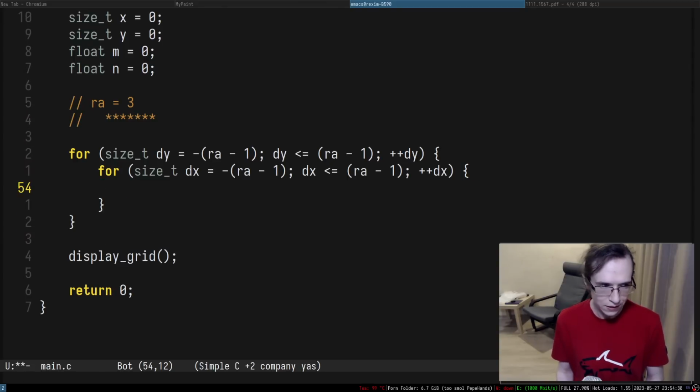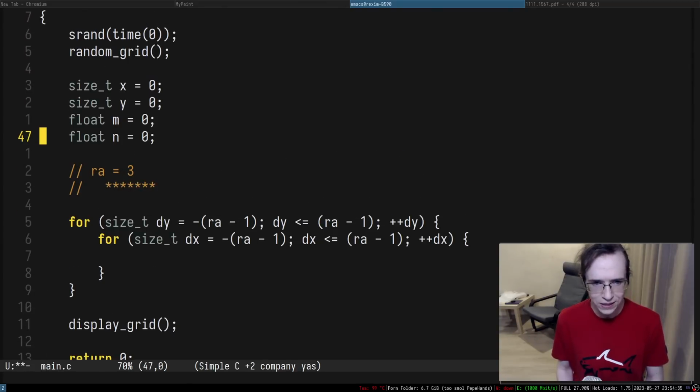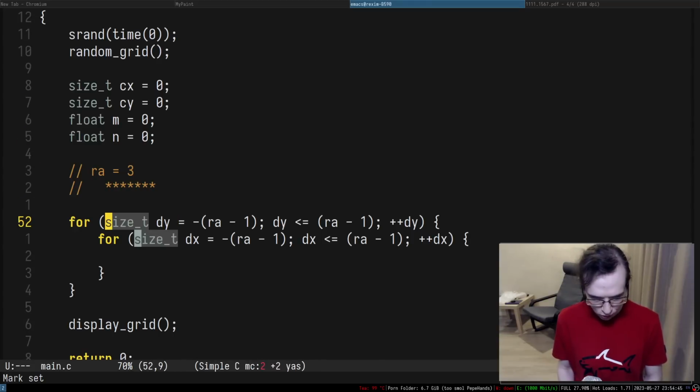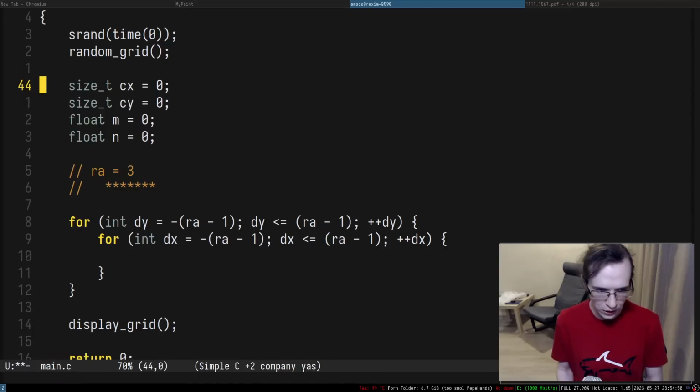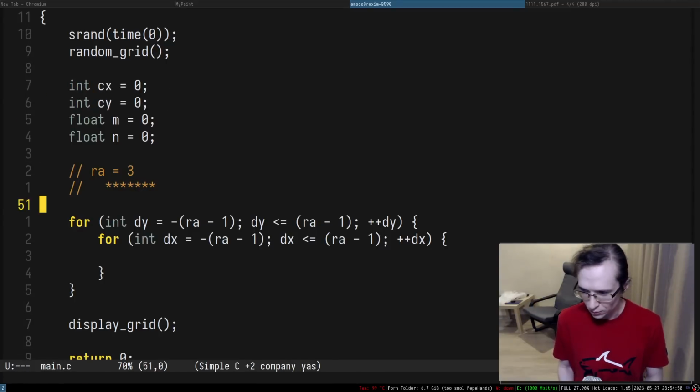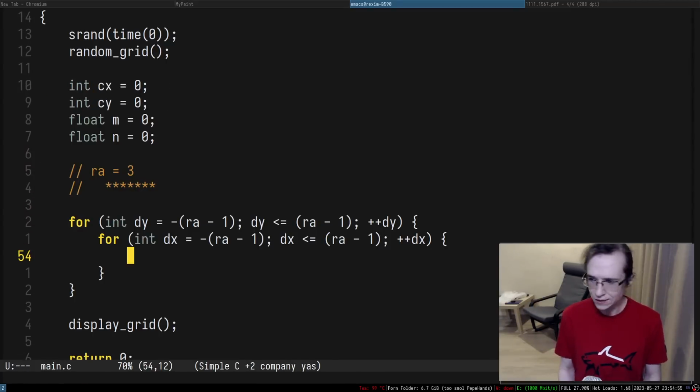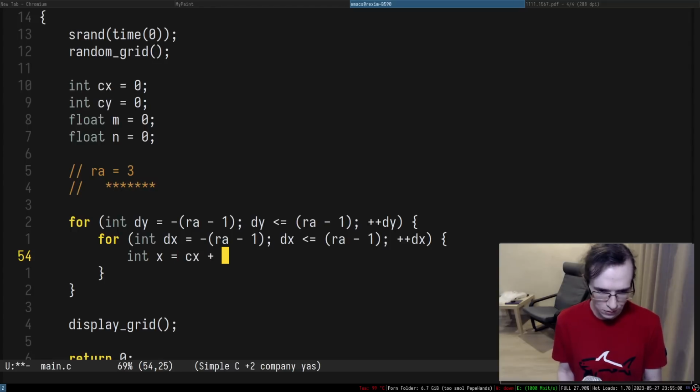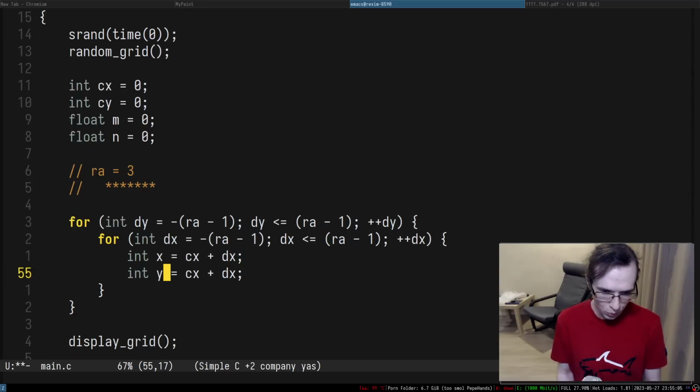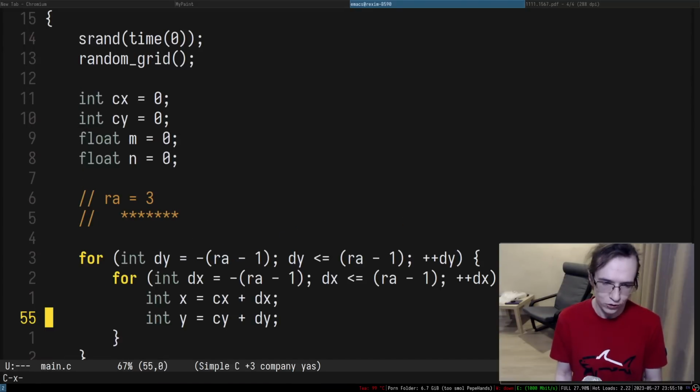So this is what we're iterating. Maybe it makes sense to call this cx and cy because it's a center. And since this can be negative, I think it's not a good idea to use size_t because it's unsigned. We want to use an integer, which is signed, because we're going to do signed arithmetic. Let's create x as cx plus dx and y as cy plus dy, and that tells us the actual point on the grid.